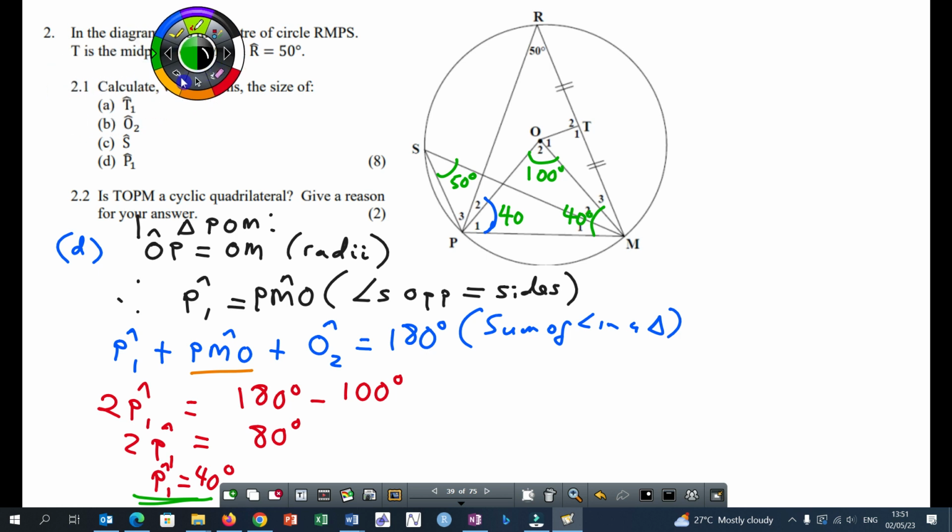T1. Okay, T1 is this angle here. It is an angle created by a line which originates from the center, and that line bisects the chord. So the reason for this has to be the converse of theorem 1: line from center to midpoint of chord. Because it's indicated here that the chord RM is bisected, we use the converse of theorem 1.